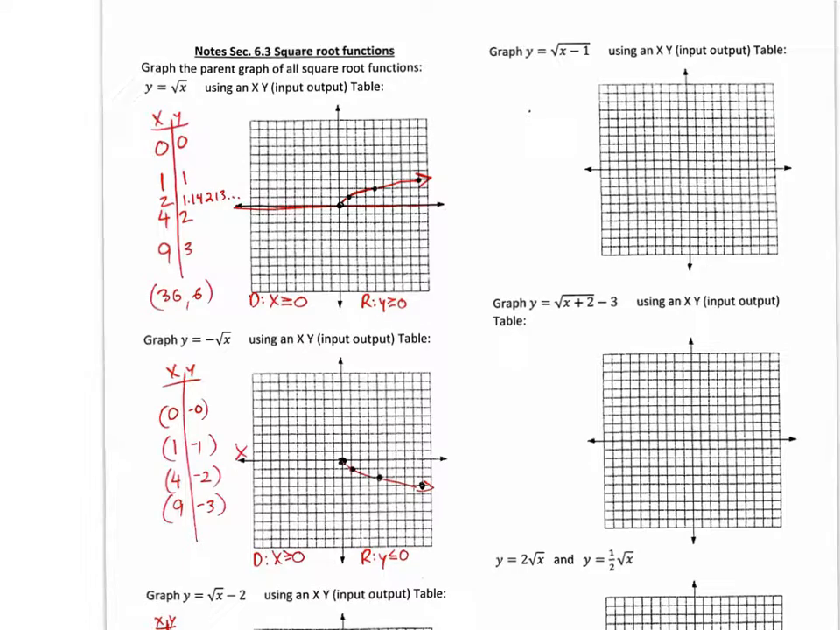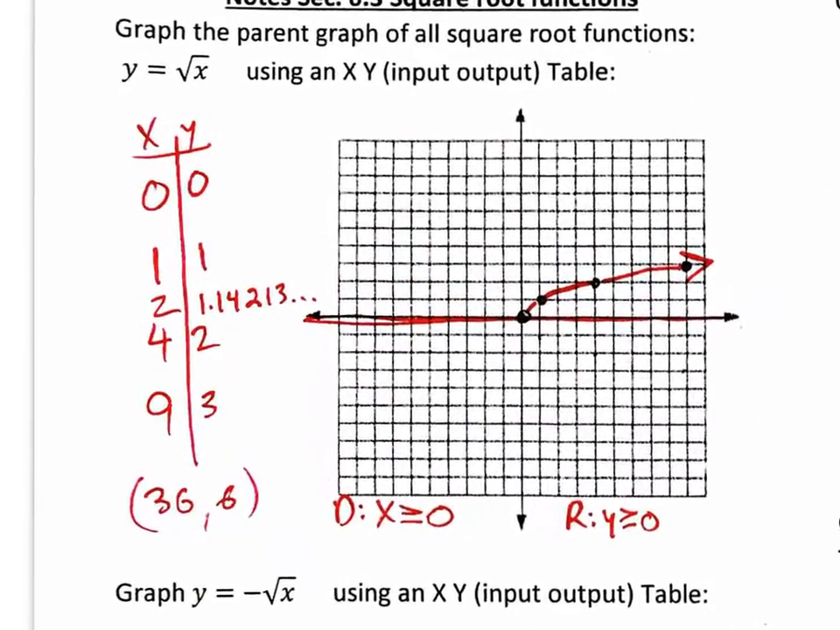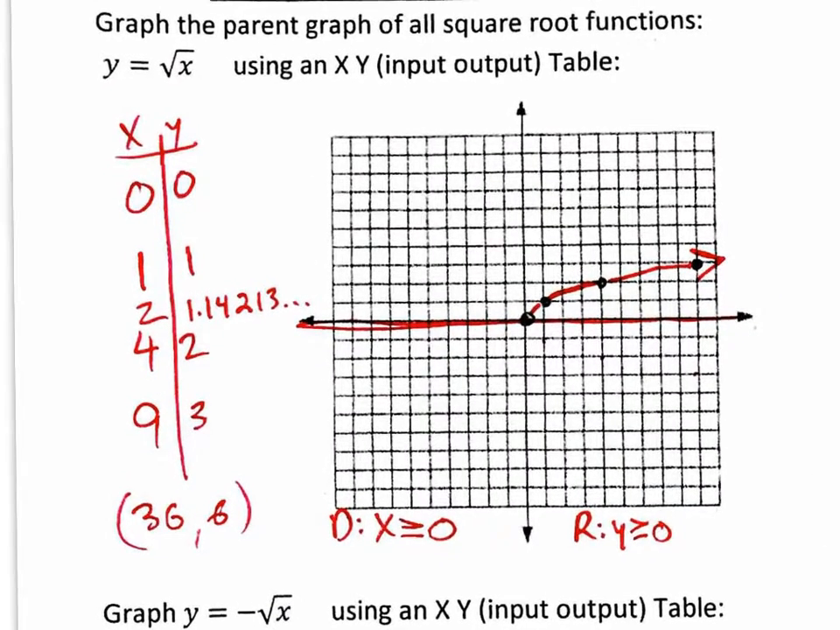On the previous video, ladies and gentlemen, we graphed the original parent graph of all square root functions, and it's pretty easy to do using an XY table. You plug in 0, you get out 0. The square root of 0 is 0. The square root of 1 is 1. The square root of 2 is an ugly number. The square root of 4 is 2. The square root of 9 is 3. You get the coordinates (0, 0), (1, 1), (4, 2), (9, 3).